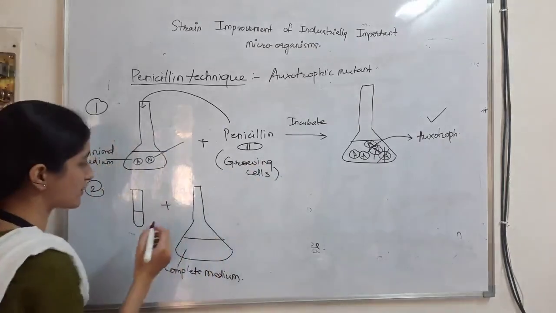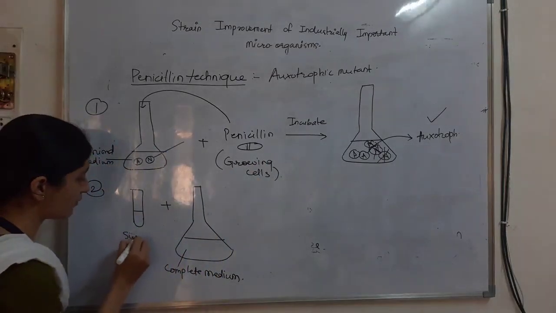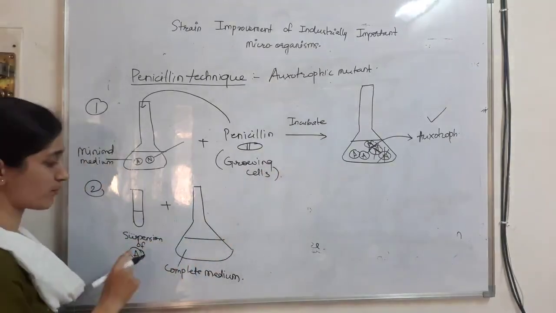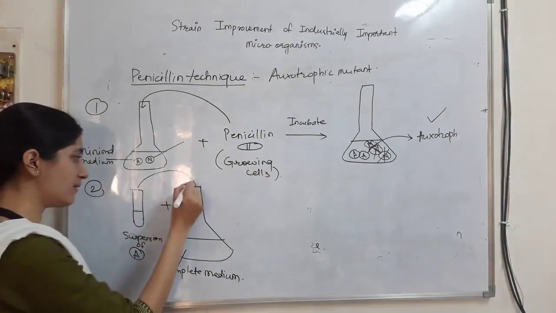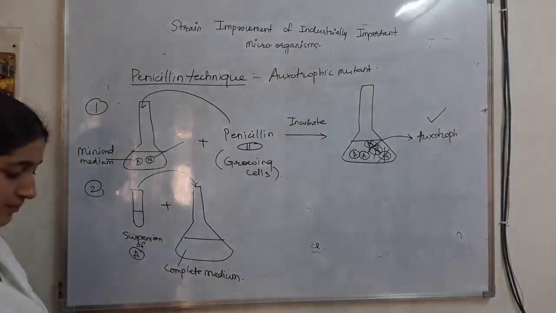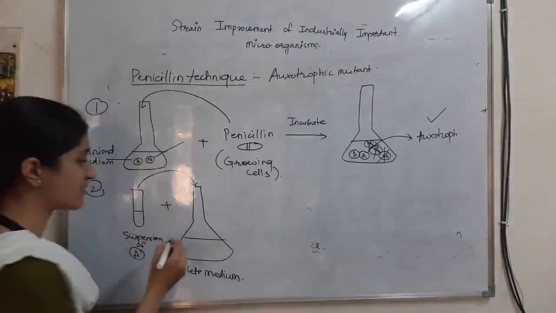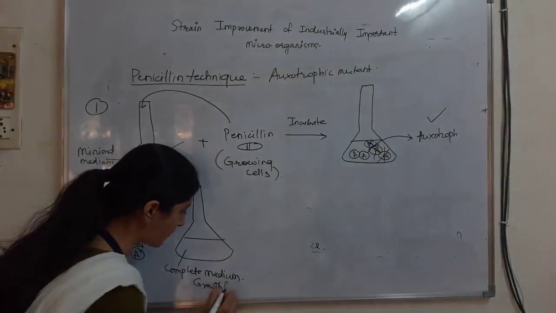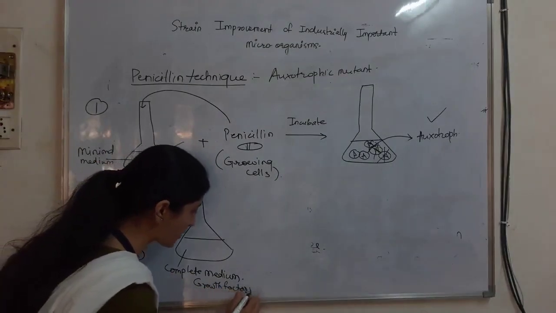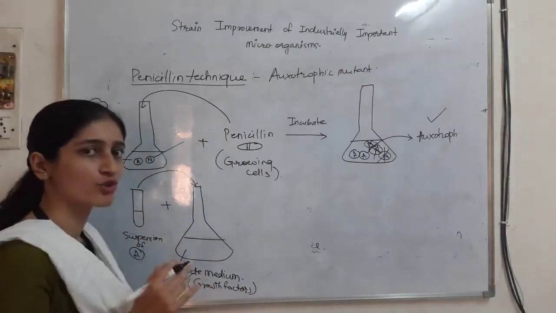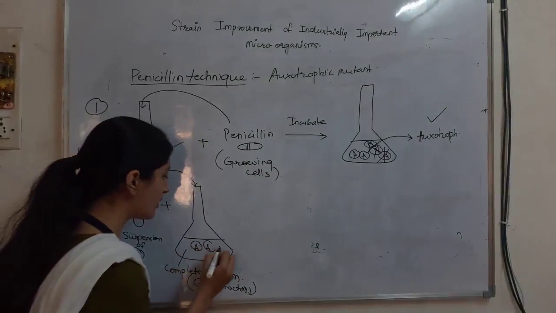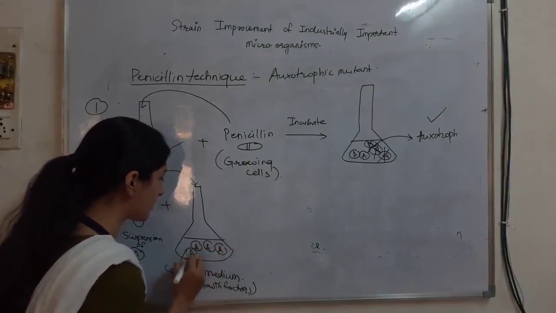Take the same suspension of A, which is the auxotrophic mutant, and add it in complete medium. Now the complete medium has growth factors which are required by auxotrophic mutants. So now auxotrophic mutants will grow in the complete medium.